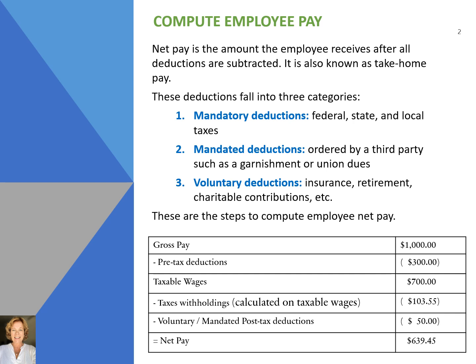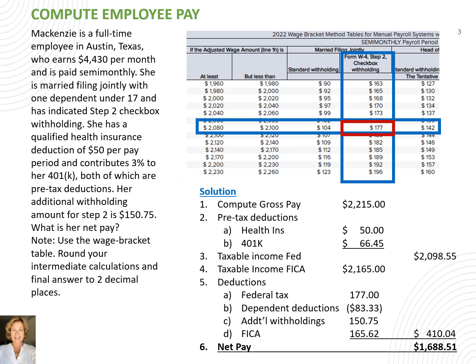Next, we compute the taxes to be withheld from the total taxable earnings and deduct the taxes, which is $103.55 in our example. Finally, we deduct any other voluntary or mandated deductions, which is $50 in our example. The result is the employee's net pay of $635.45. Let's look at this detailed example together.